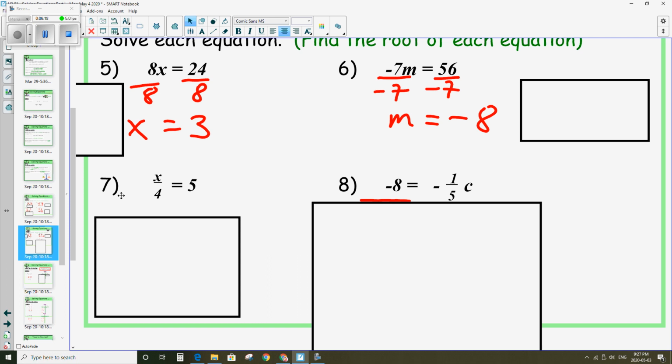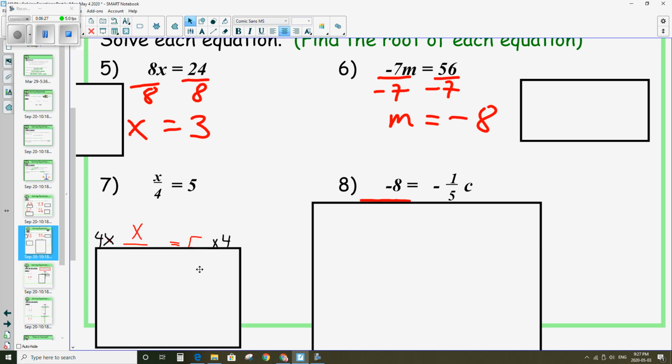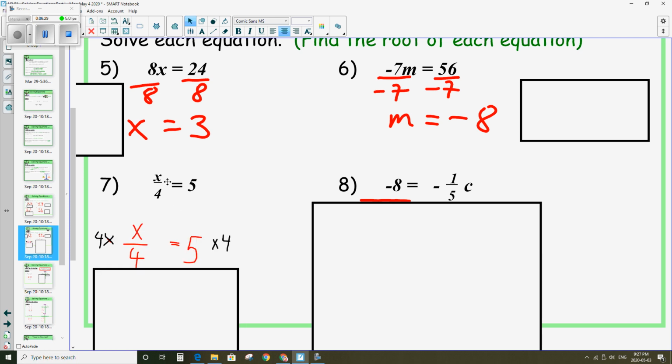Number 7. X divided by 4 is equal to 5. For this one, what I did is the opposite of dividing by 4 is multiplying by 4. So I'm multiplying this side by 4 and multiplying this side by 4. Okay, so I've got 4 times x over 4 and 5 times 4.